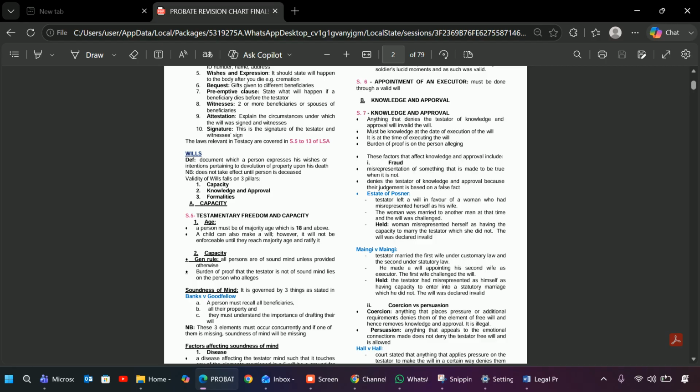A person must be of majority age, which is 18 years and above, and a child can also make a will. However, it will not be enforceable until they reach the age of majority, and they will now have to ratify the same.